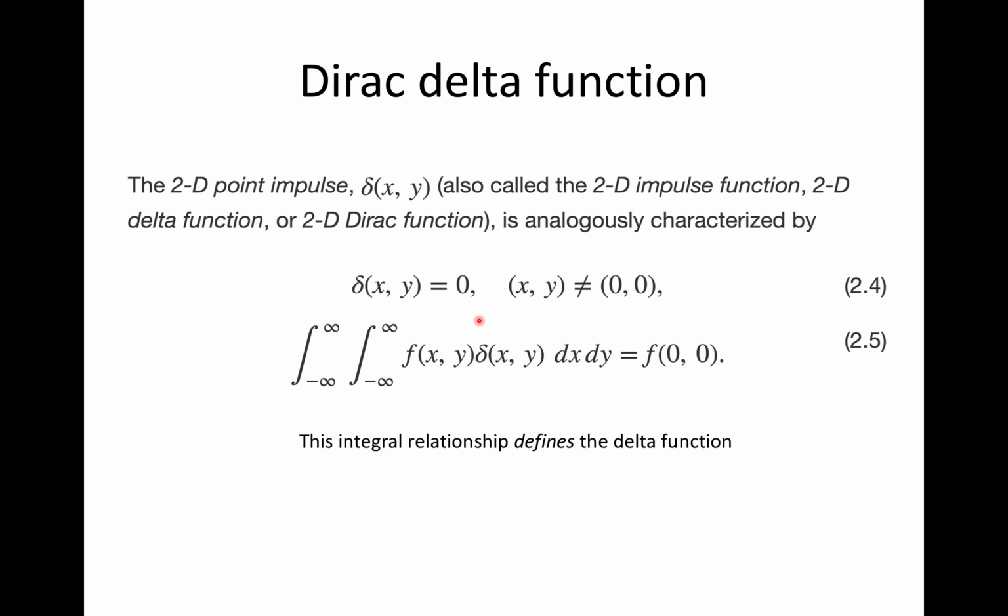Okay, so this function is defined everywhere, right? It has a value at f(0, 0), and when we do this integral, that value is pulled out. And that's actually the definition of the delta function. So it's implicitly defined, right? Any questions about that so far?